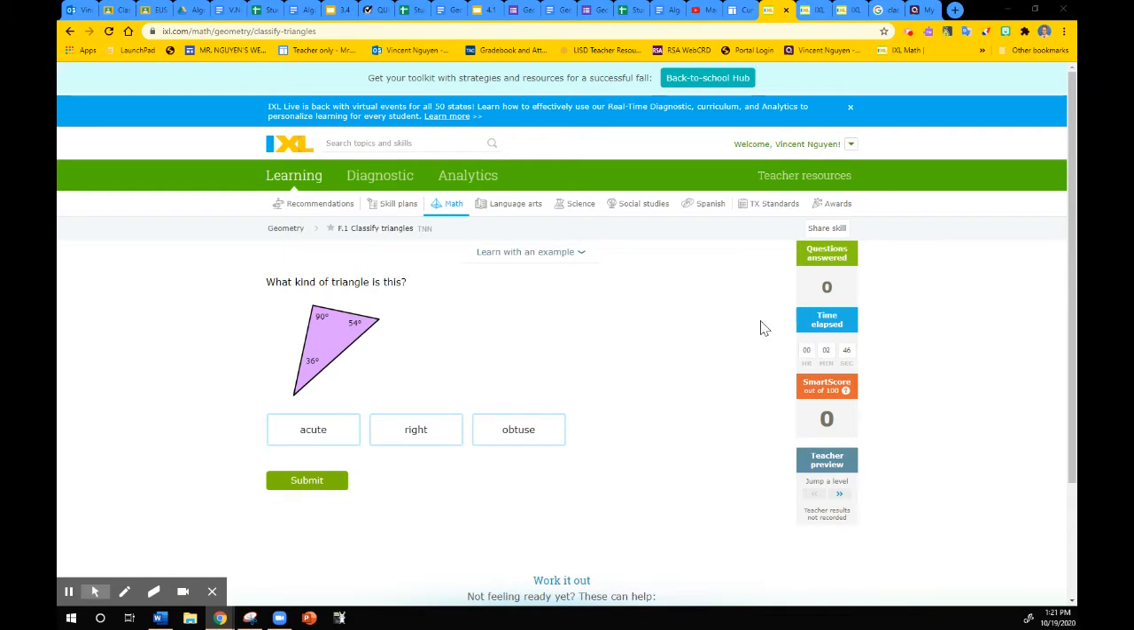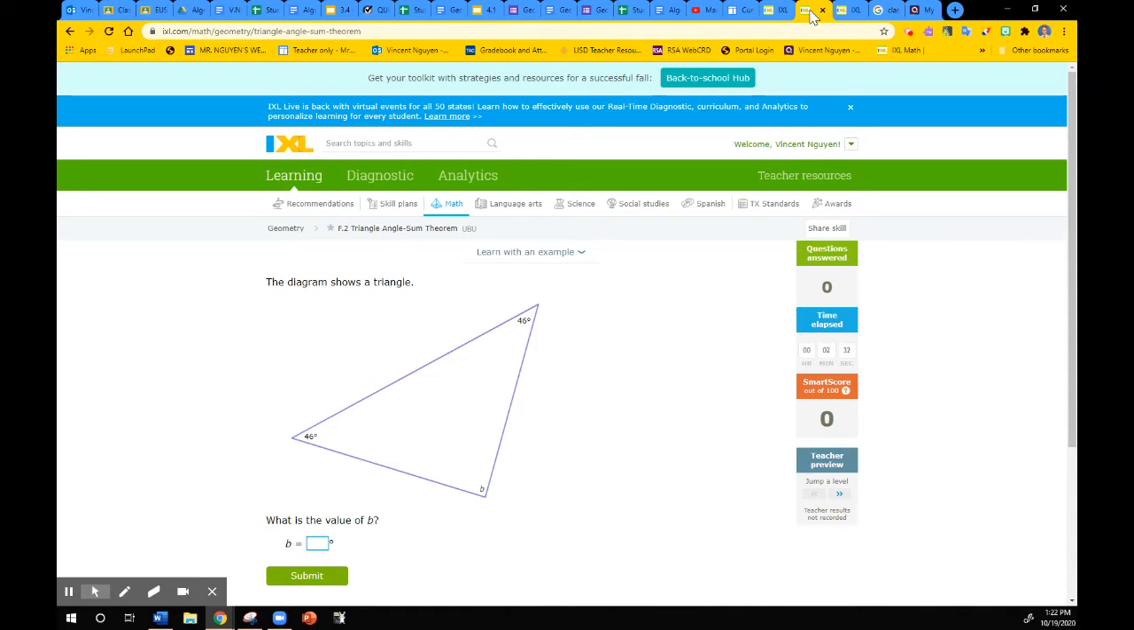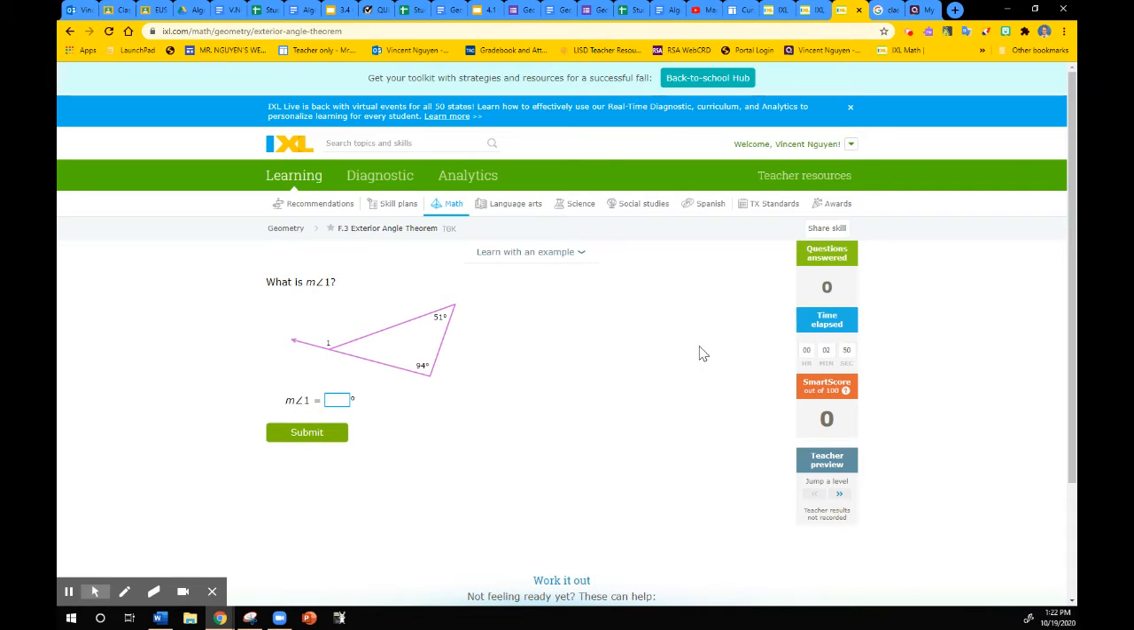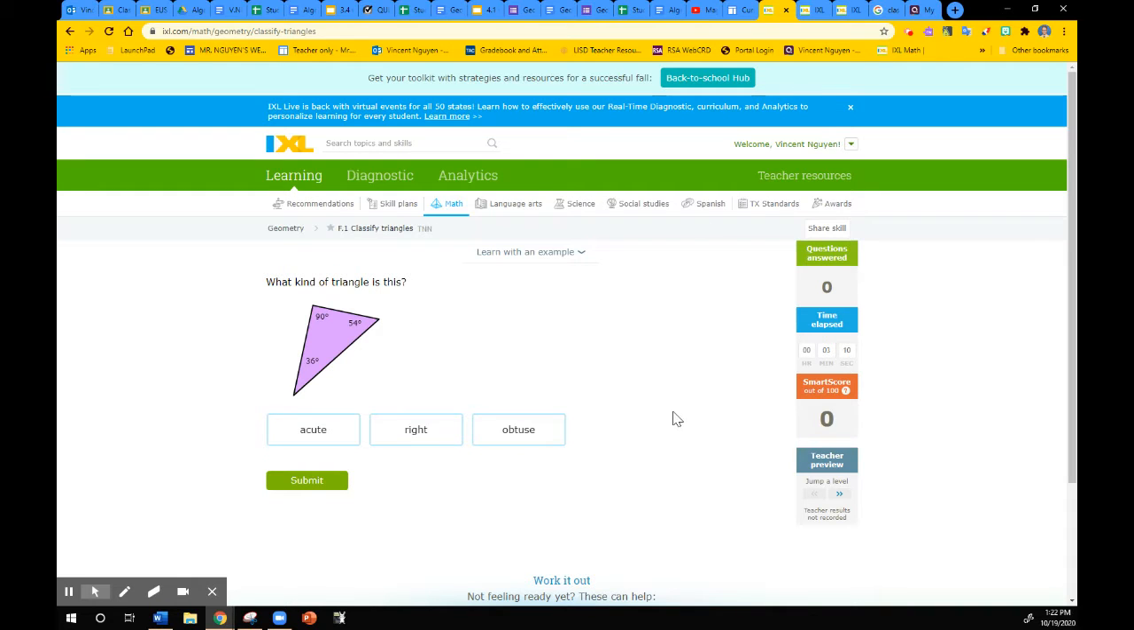Today we're going to be doing three different practices. First one, we're going to be classifying triangles by angles and by sides. Next, we're going to be talking about the Triangle Angle-Sum Theorem. And finally, we're going to be talking about the Exterior Angle Theorem because these two are sort of related, okay? One is a corollary of the other. So let's start with this one.